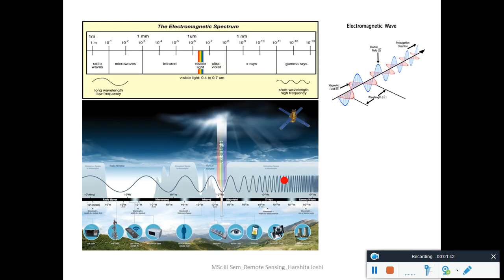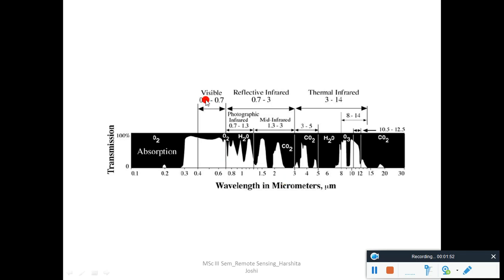So we very well know what the electromagnetic spectrum is. As of now we are revising it today. We have to learn some of the ranges. The visible range lies from 0.4 to 0.7 micrometer. The infrared range lies from 0.7 to 3 micrometer, and the thermal infrared lies between 3 to 14 micrometer. Within this 3 to 14 there are also two windows, 3 to 5 and 8 to 14 micrometer.